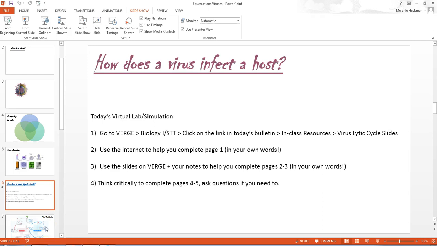Now it is time to do today's virtual lab or simulation. A copy of the lab has been posted to a bulletin for you on Verge. What you now need to do is do the virtual lab. Use the internet to help you complete page 1, as well as our notes to help you complete page 1, and do this in your own words. The slides on Verge, which you can find in step 1 that you can see right here, will help you complete pages 2 to 3, and then think critically to complete pages 4 to 5. Once you have completed that virtual lab, you can go on to the next video.